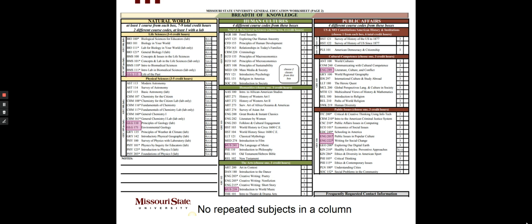So in any of these columns, I am not going to repeat any subjects. You're going to take 2 science courses while you're at Missouri State University. One will be a life science, and the second will be a physical science. You get to choose whether you want your lab science to be a life science or a physical science, but at least one of your 2 science classes will contain a lab.